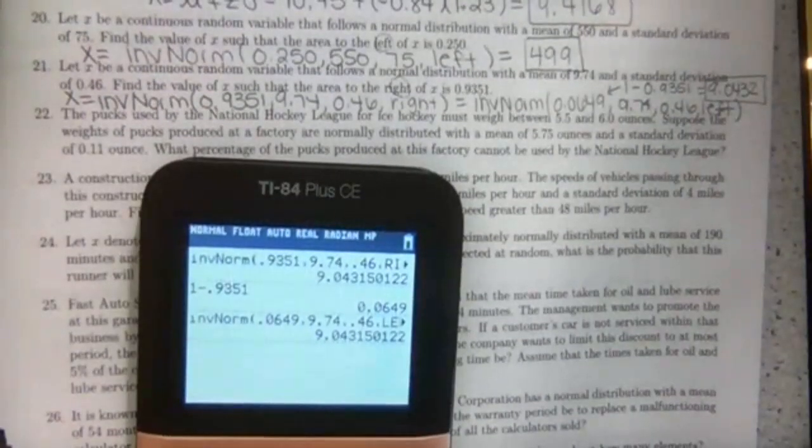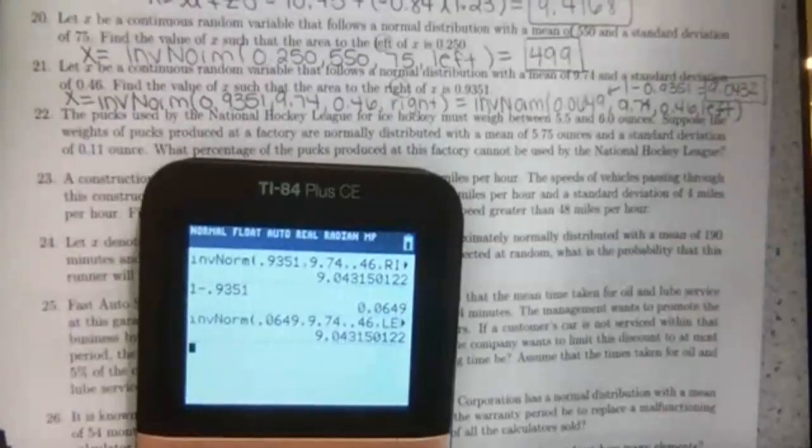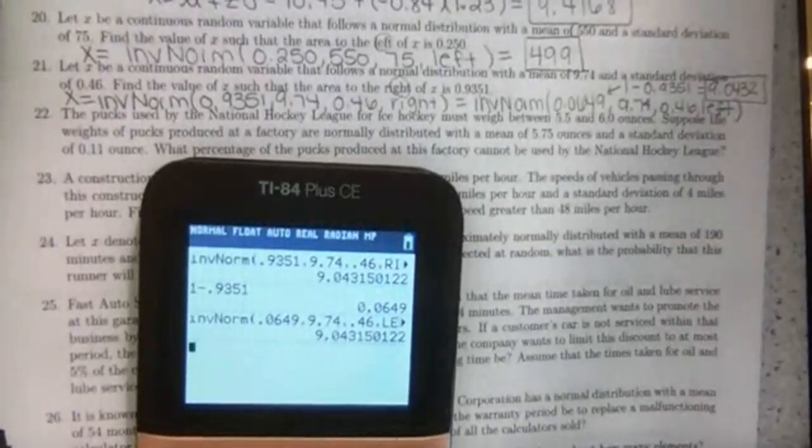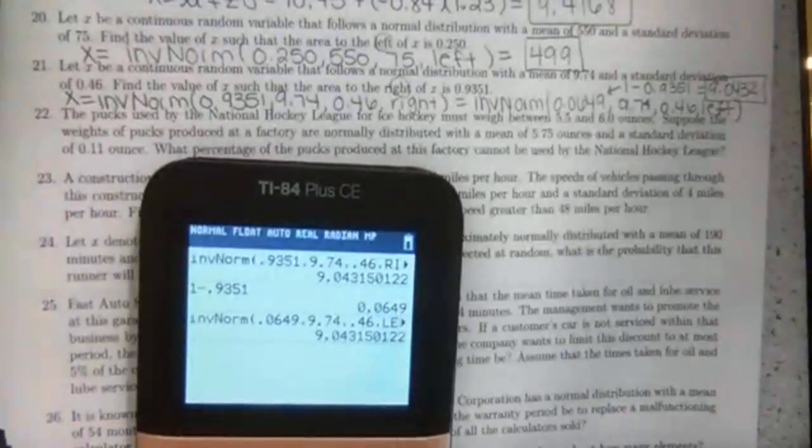So getting into the word problems. So number 22, the pucks used by the National Hockey League for ice hockey must weigh between 5.5 and 6.0 ounces. Suppose the weight of the pucks produced at a factory are normally distributed with a mean of 5.75 ounces and a standard deviation of 0.11 ounce. What percentage of the pucks produced at this factory cannot be used by the National Hockey League?